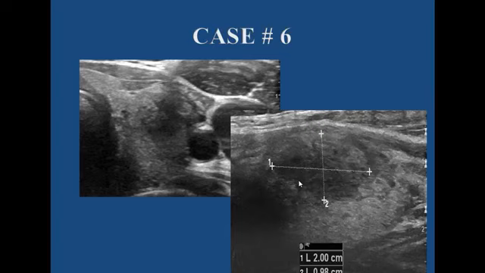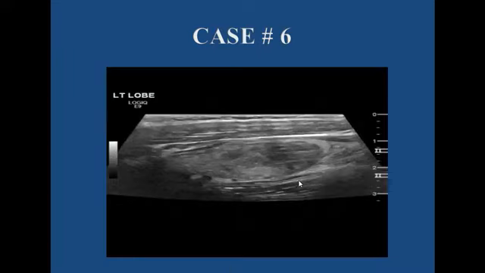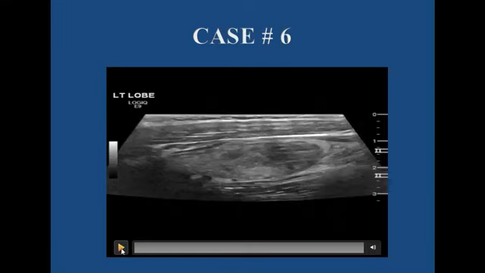So if we apply the TIRADS here, we'll consider it solid, hypoechoic, so it will correspond to TIRAD 4, and it's greater than 1.5. Here I have a clip for the same patient.